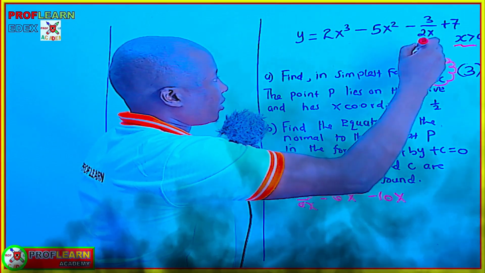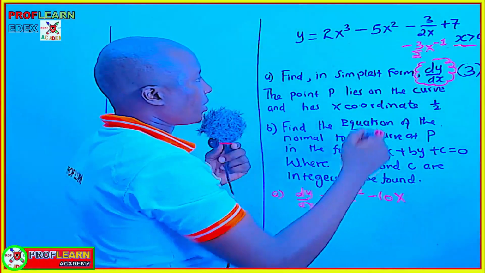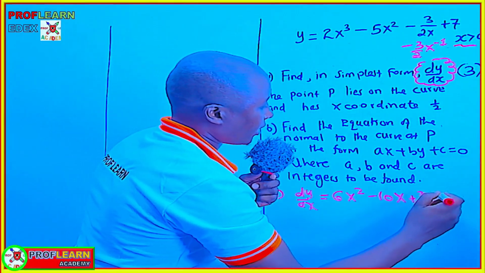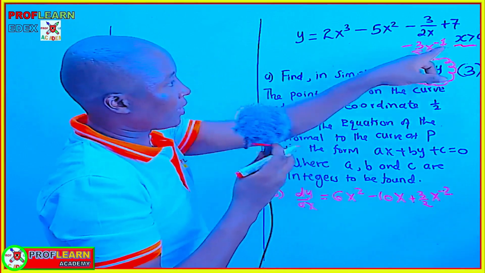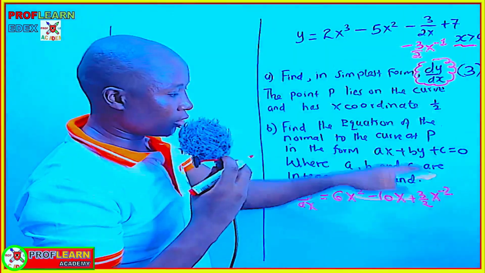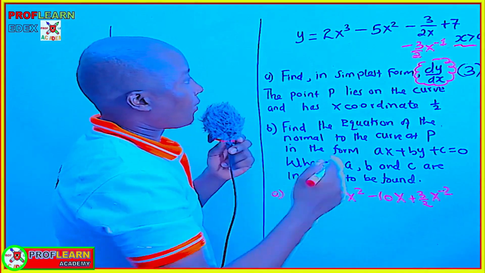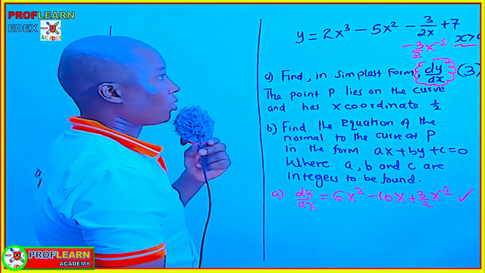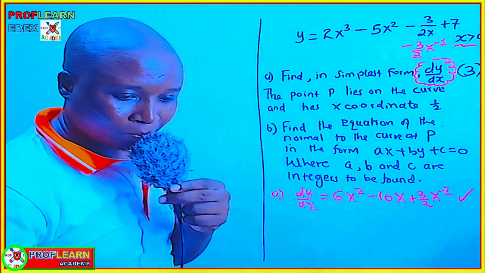And finally, of course, this expression we have here can be written as 3 over 2x to the power negative 1. So if we bring the power down, we are going to have positive 3 over 2x to the negative 2, because negative 1 minus 1 is going to give us negative 2. And then differentiating a constant, we are going to get 0 at the last term.